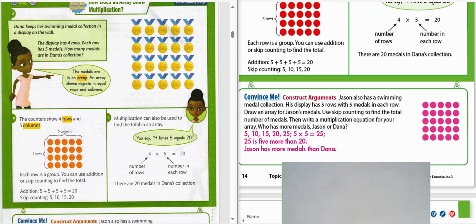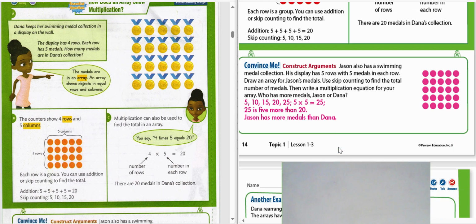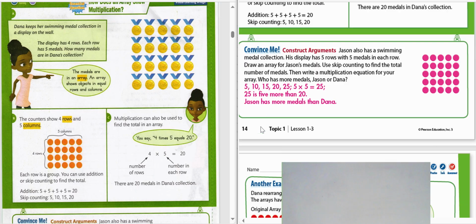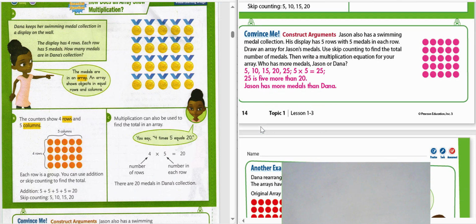Dana keeps her swimming medals collected on a display wall. We solve this example and explain it. 4 times 5 equals 20. There are 20 medals Dana collected. And now Jason collected 25. Then Jason has more medals than Dana. Okay? Jason has more medals than Dana because 25 is greater than 20.